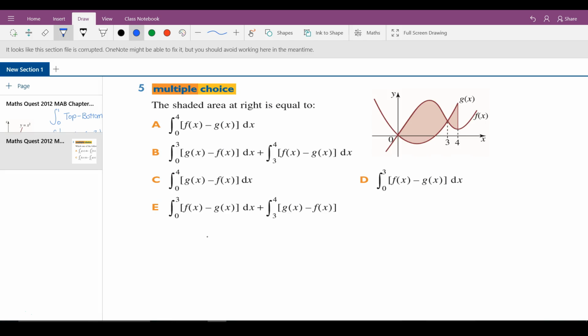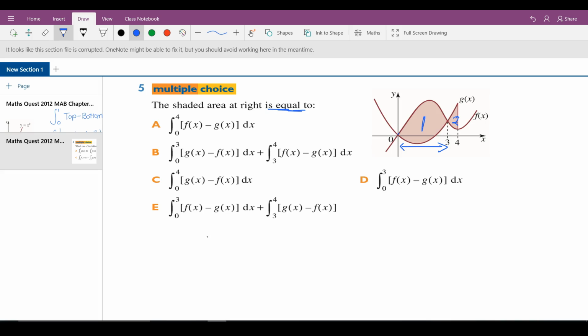All right, question 5. The shaded area at right is equal to... okay, so looking for "is equal to" means we're looking for the correct expression. This one is a bit tricky. It's got two particular sections, section 1 and section 2. Let's talk about section 1. The domain in section 1 is from 0 to 3.